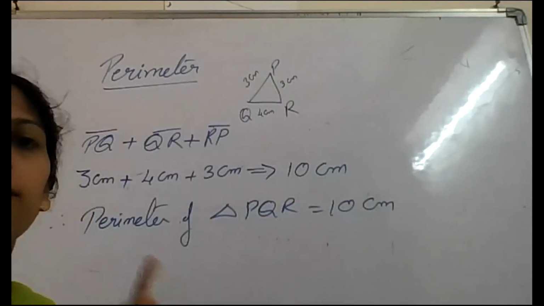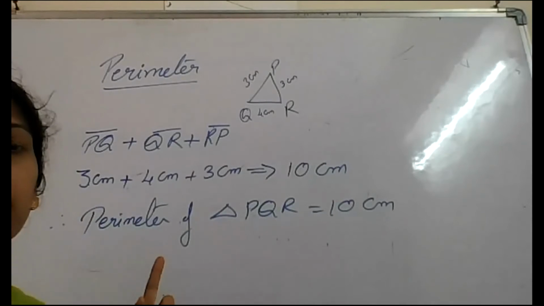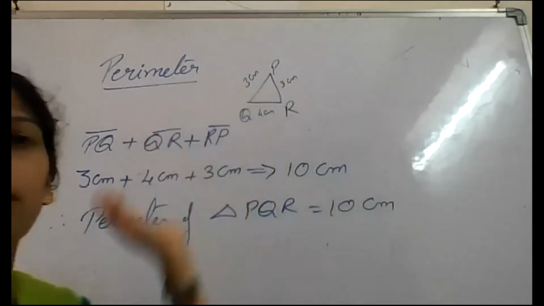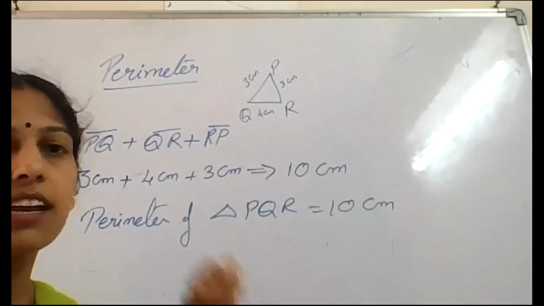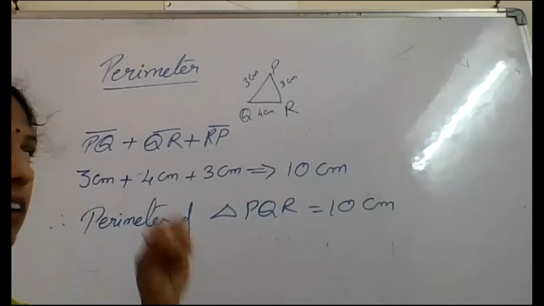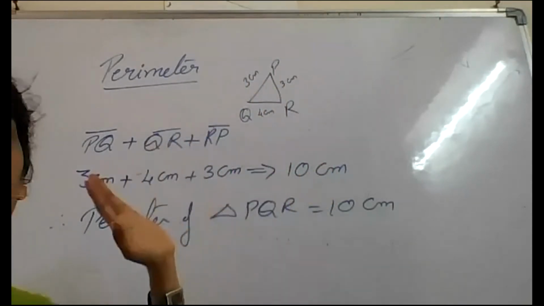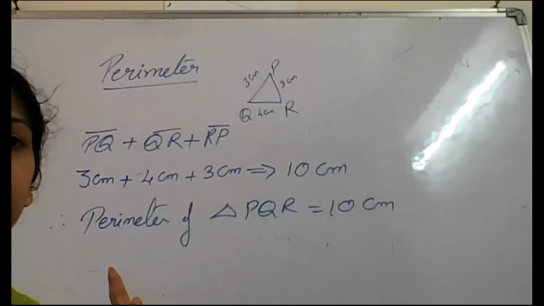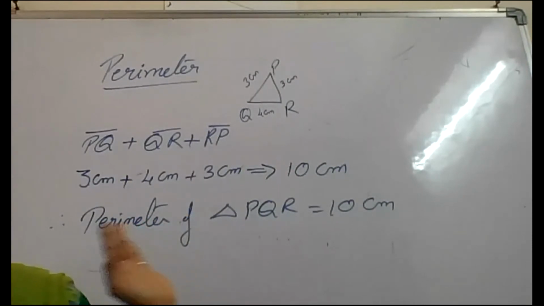That means whenever we need to find the perimeter, perimeter is nothing but summing up all the lengths of the given figure. Okay. Whether it may be a rectangle or square or any pentagon or hexagon or a triangle, we just sum up all the lengths of the given figure. That is called the perimeter. Okay.